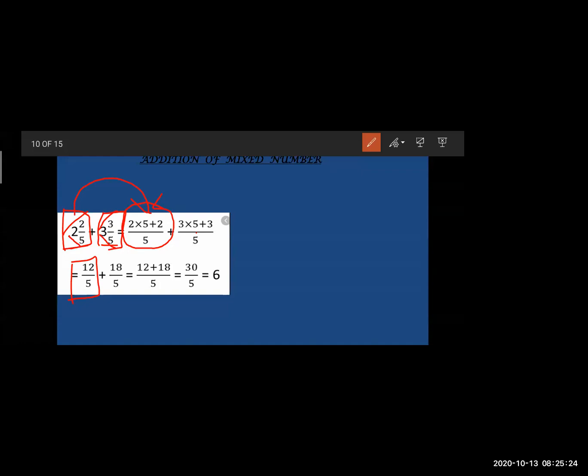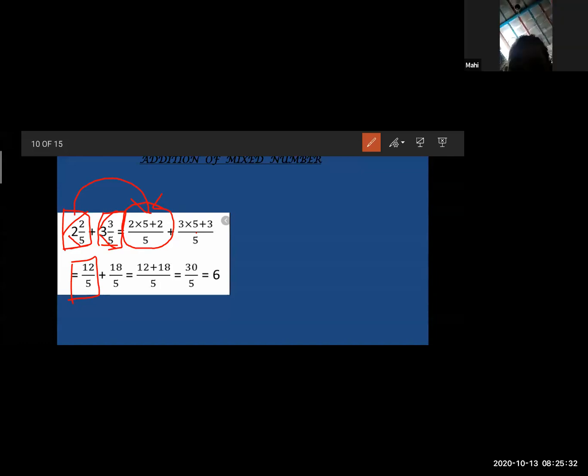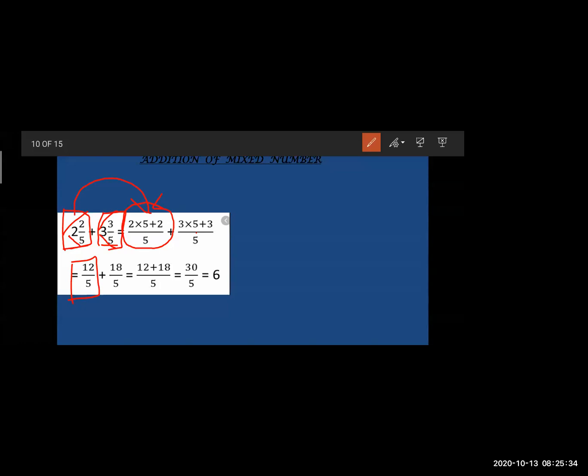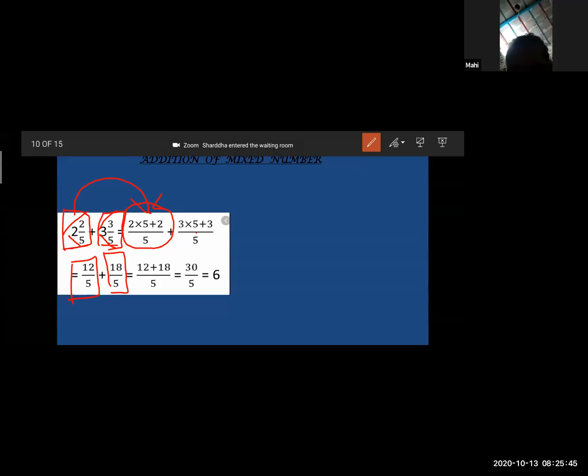Okay. Now go to the next. Plus 3 multiplied by 5. 3 multiplied by 5 is 15. Very good. Plus 3. 15 plus 3, 18. Very good. So we have our answer, 18 upon 5. Okay. Now see.